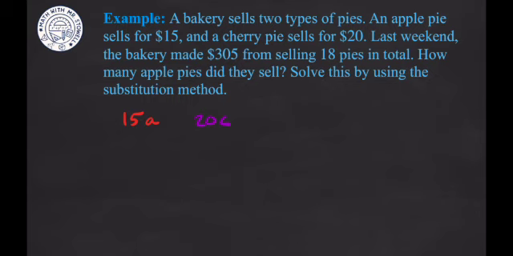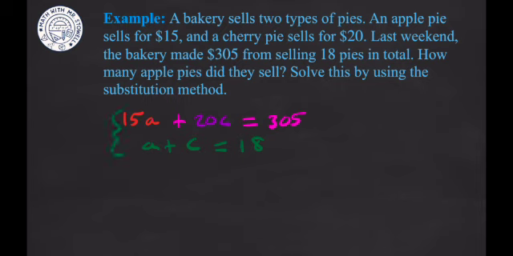We know the total cost of the pies was $305. So if we add the prices of how many apple pies sold and how many cherry pies sold, we should end up with the price that we got in total for that weekend. The other thing that we have is we know exactly how many pies sold. We just don't know what type of pie sold. So if we have the apple pie and the cherry pie added together, we know that that's going to end up to be 18 pies in total.